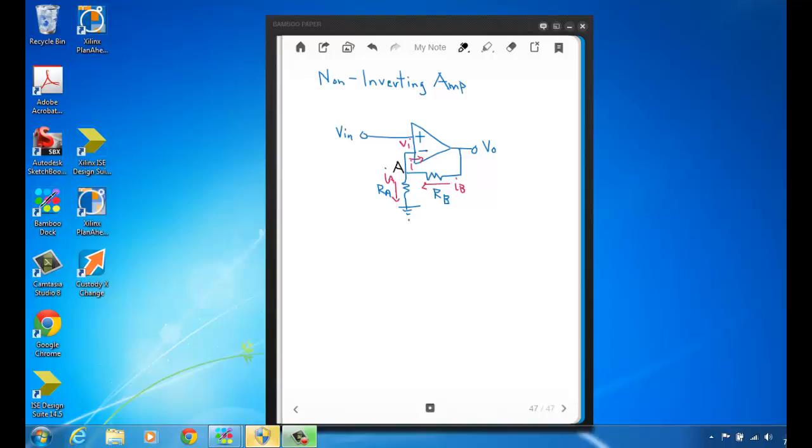So remember again that we always have a virtual short with an ideal op-amp. This is probably the third or fourth time I've written this. Ideally, at the input of an op-amp, the current and the voltage are both zero. That's what a virtual short means. So right here at the input of the op-amp, both these values, the current and voltage, are zero.